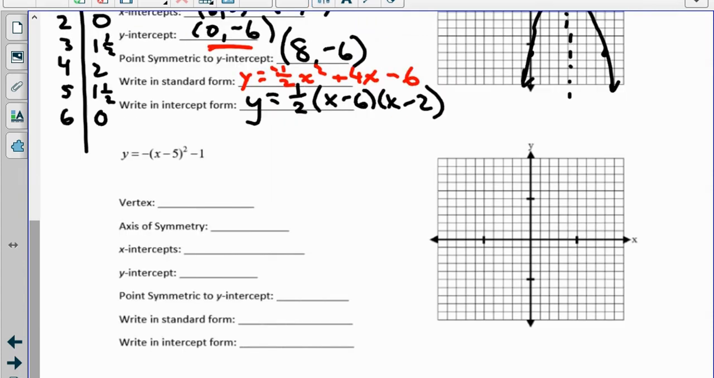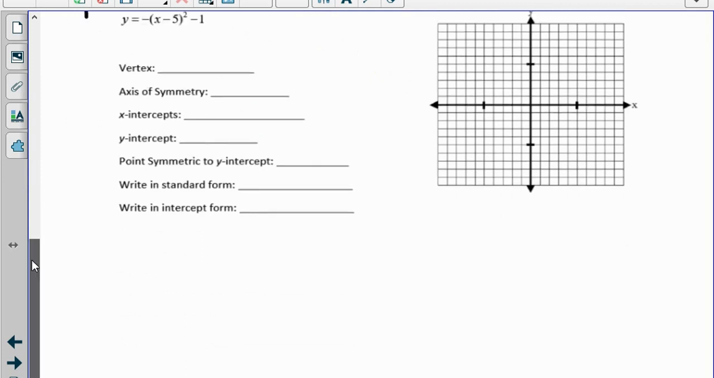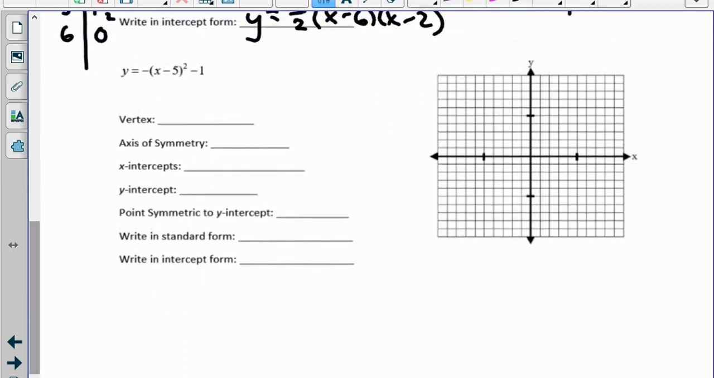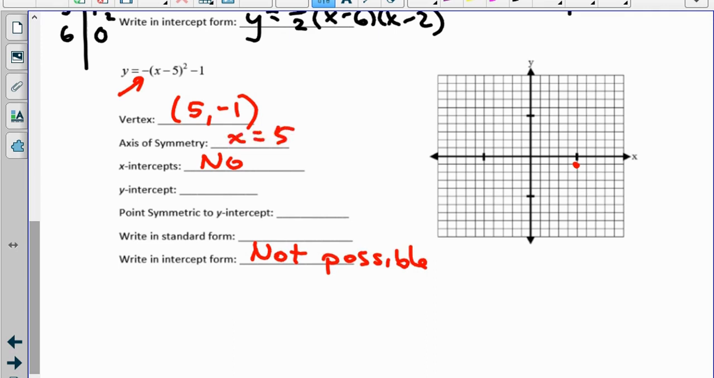The third problem, y equals negative x minus 5 squared minus 1. My vertex is at 5, negative 1. And I'm opening down, so that should tell me a couple things. There are no x-intercepts, and I can't write it in intercept form. My axis of symmetry is at x equals 5. My y-intercept, if I substitute 0 in, I get negative 26. So that goes down pretty fast. My point symmetric to the y-intercept is going to be at 10, negative 26.